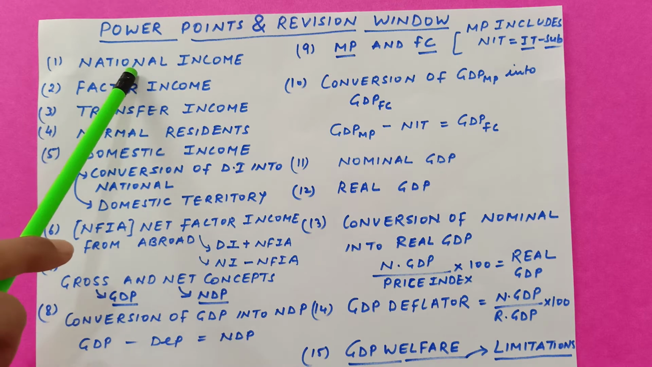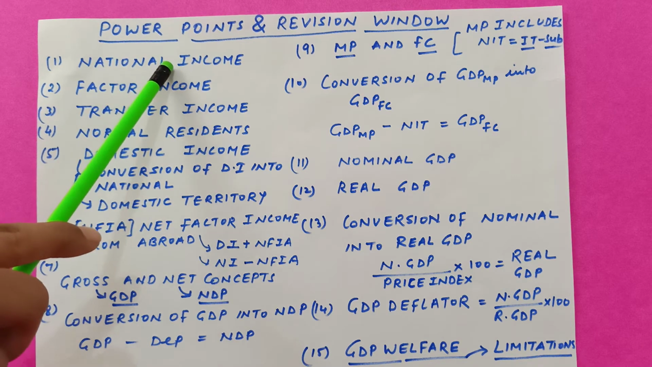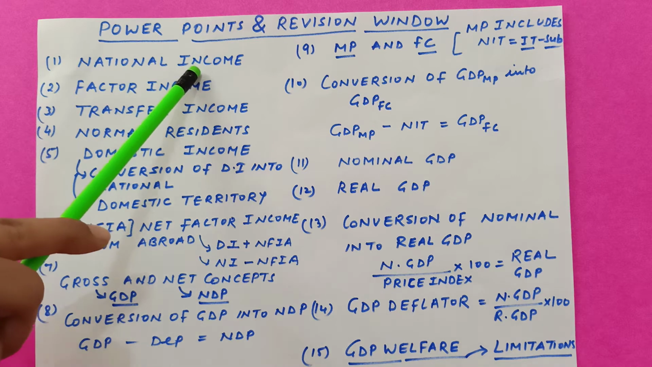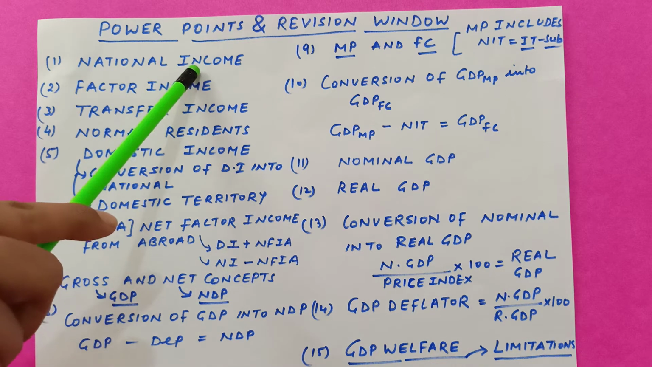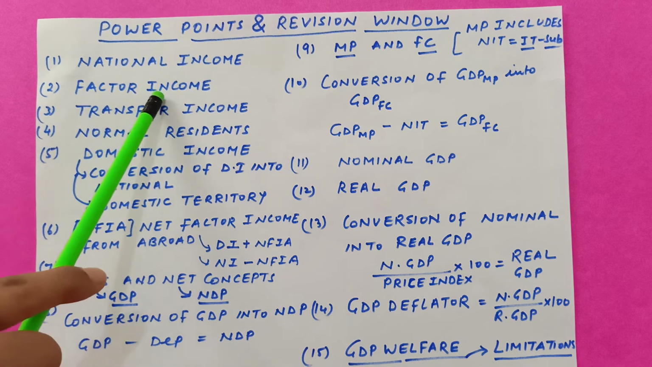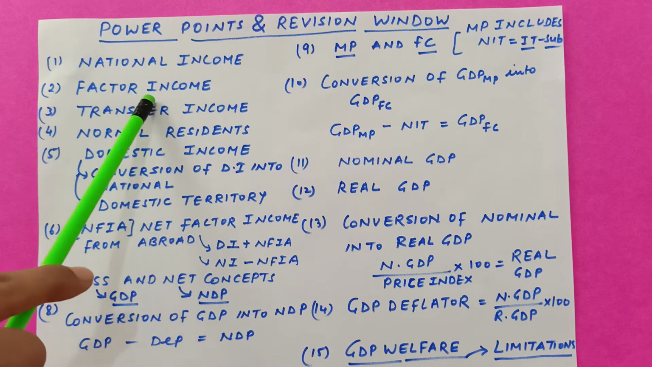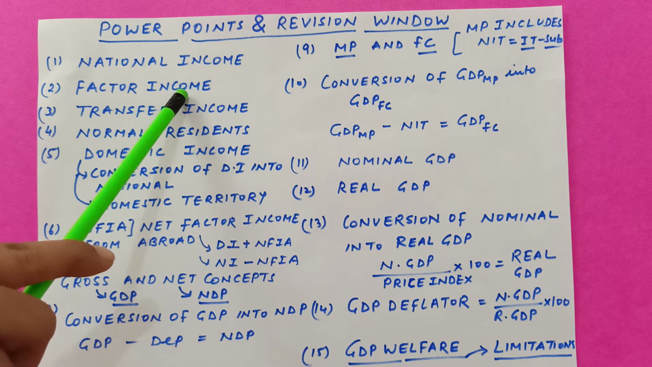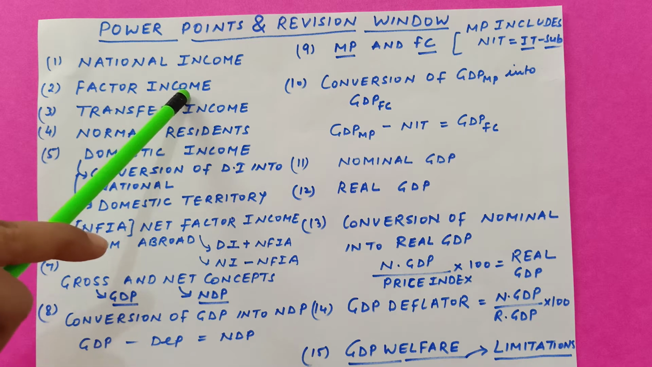It is also known as the sum total of factor income accruing to normal residents of a country, and it does not account for transfer income. Now come to factor income. Factor incomes are the reward of factors of production. For example, compensation of employees, rent, interest and profit.